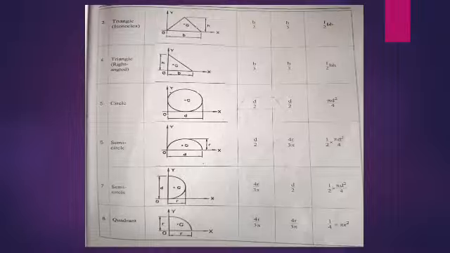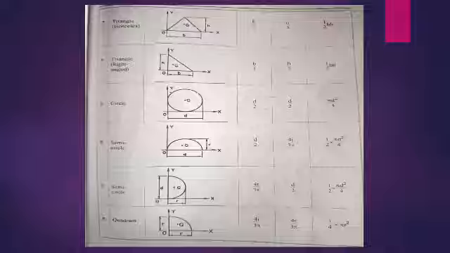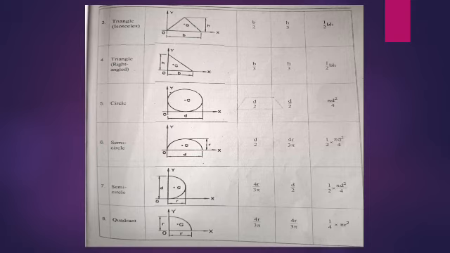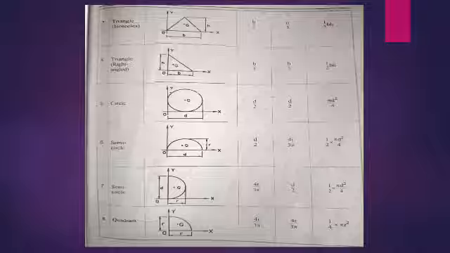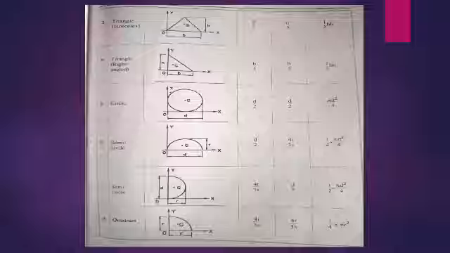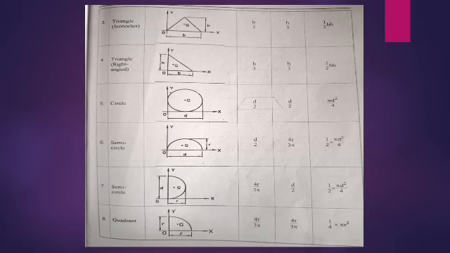Next shape is isosceles triangle. Consider a triangle of base width small b and height small h. The centroid value along the x-axis, x bar, is equal to b by 2 and y bar is equal to h by 3. Area of triangle is half bh. Then consider a right angle triangle, which means a 90-degree angle on one side. The value for x bar is b by 3 and the y bar value is h by 3. Then the area of the triangle is the same, half bh.